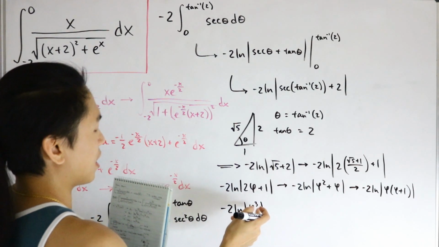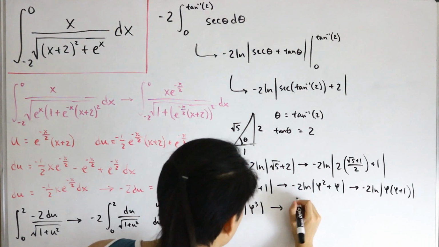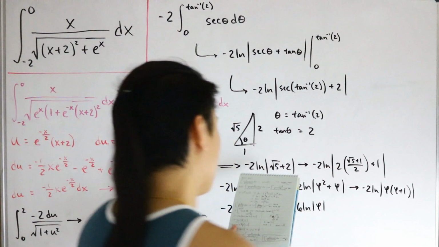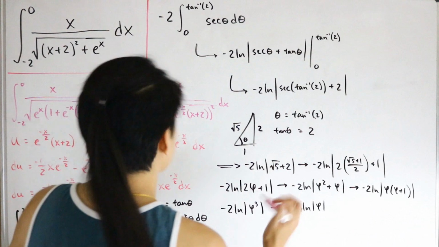In other words, we can use the natural log properties to move the exponent outside, and that'll just yield negative 6 times ln of phi. And that's as far as we go. Therefore, that is our final answer to this neat integral.